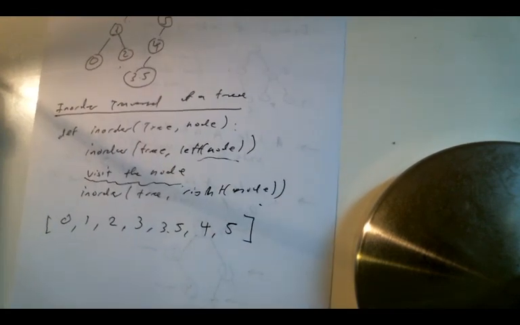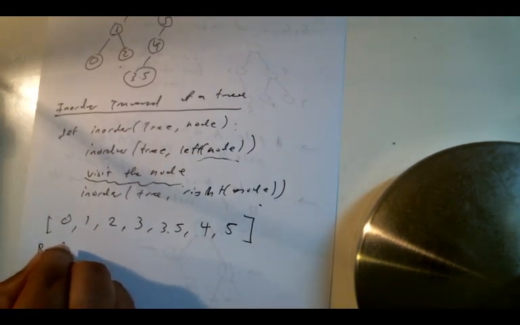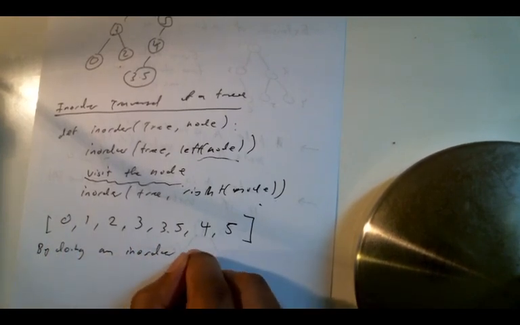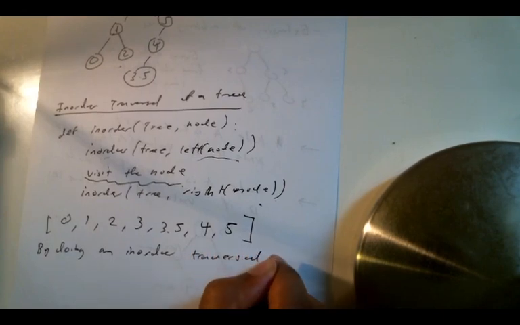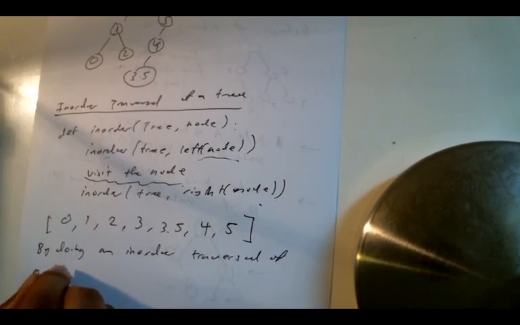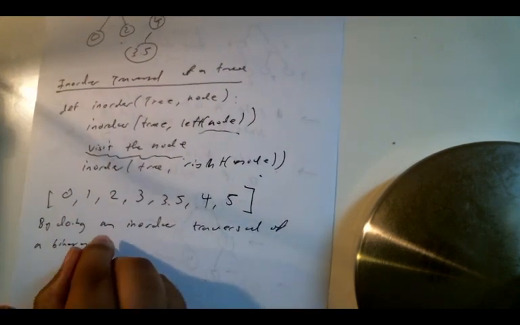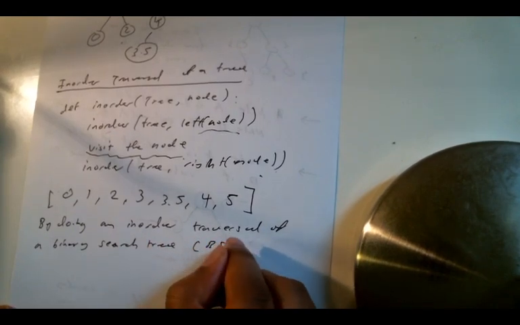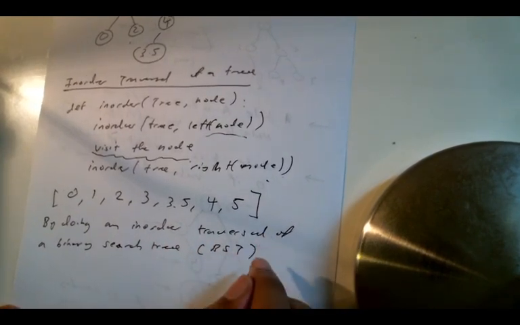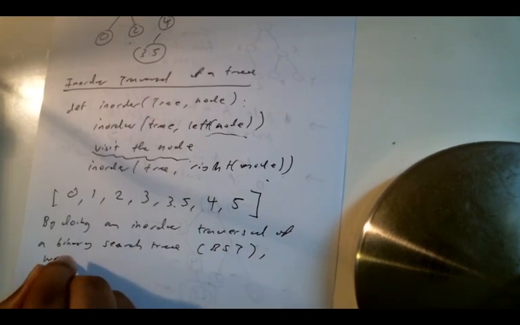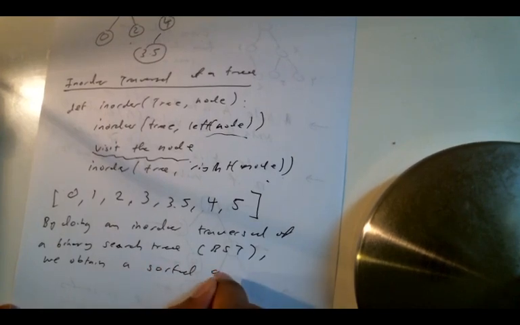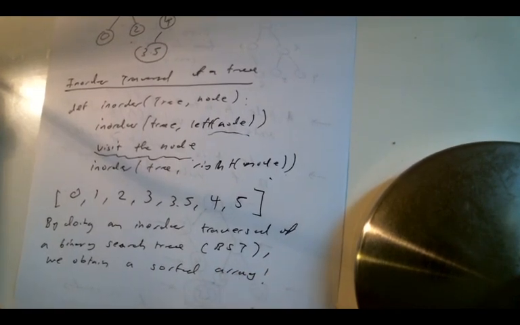So what we can notice here is that by doing an in-order traversal of a binary search tree, let's call it a BST from now on, we obtain a sorted array.